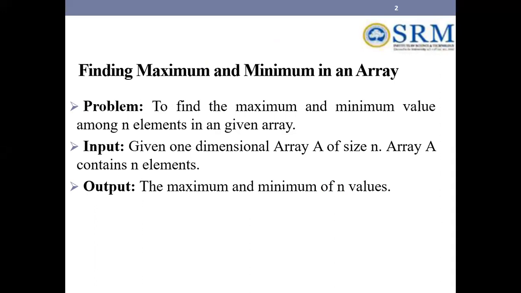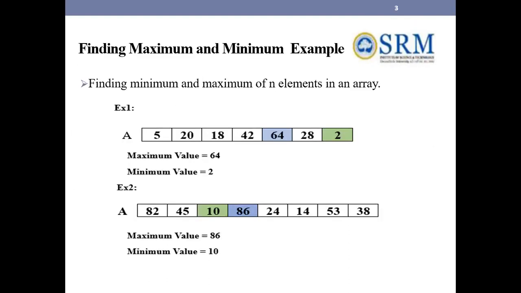The problem is to find the maximum and minimum value of n elements in a given array. So the input is only the array A of size n. It contains n elements. Output is the maximum and minimum of n values. So output returns two values. One is maximum of n values and another one is minimum of n values. We are going to find two values at a time. So this is the process of finding maximum and minimum in an array.